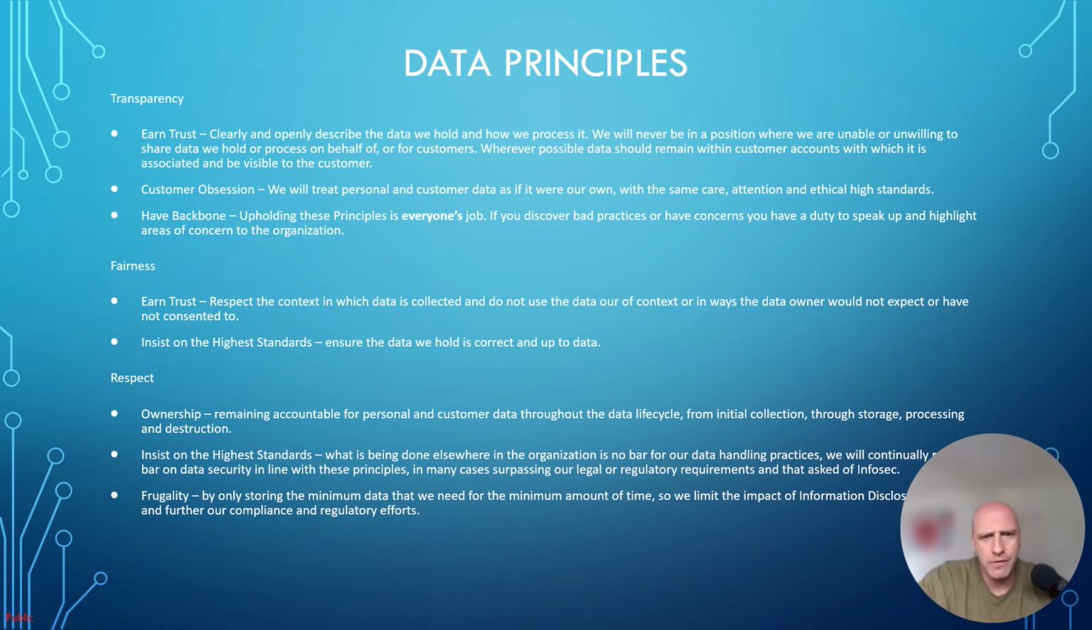Another important part of our DevSecOps framework build is building data principles and understanding between the development teams. So the key three principles that we share with our development teams and build into our framework are transparency, fairness, and respect. So essentially it's an extension to our developer security manifesto and how we deal with data. So first and foremost, in transparency, we need to make sure that we earn trust. So we clearly and openly describe the data we hold and how we process it.